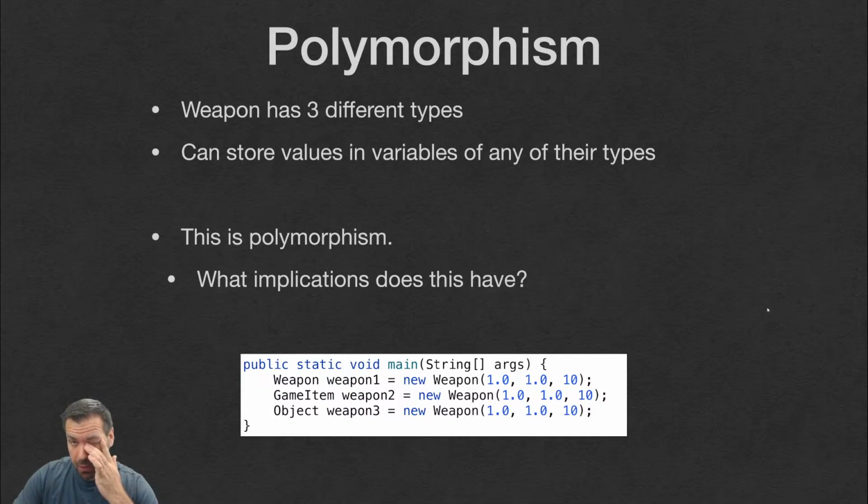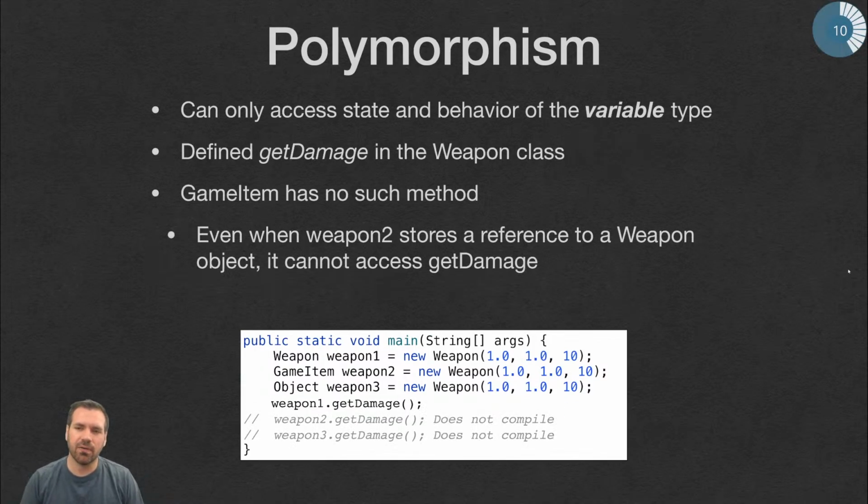If you store an object in a variable of a different type, of one of its super types, you're actually limiting yourself on what you can do with that variable and with that object. So this is our first limitation, really our only limitation with polymorphism, is that you can only call methods that are known to the variable type.